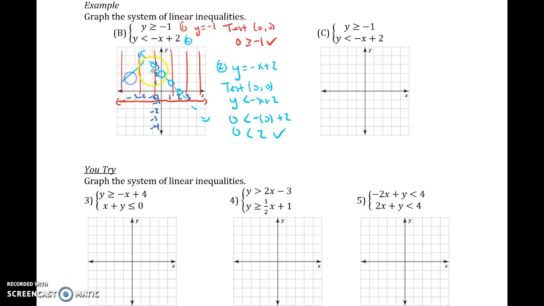And this is what I mean by using a different type of shading. So you can clearly see where the lines are crossing. That means this region where everything is overlapping, that I'm highlighting in yellow, this is the solution area where all the solutions to that system lie. So the solution area.